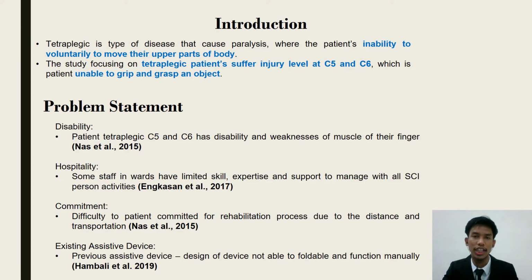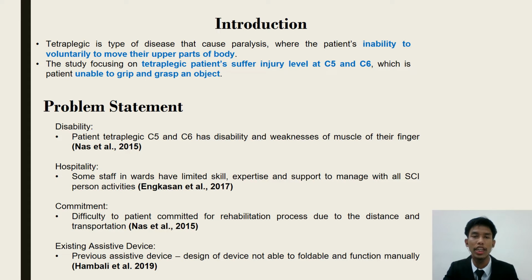In short introduction, tetraplegia is a condition that causes paralysis to the patient, where they are unable to voluntarily move the upper parts of their body. In this study, I am focusing on tetraplegic patients who suffer injury at level C5 and C6. At this level, the patient is unable to grip and grasp an object.